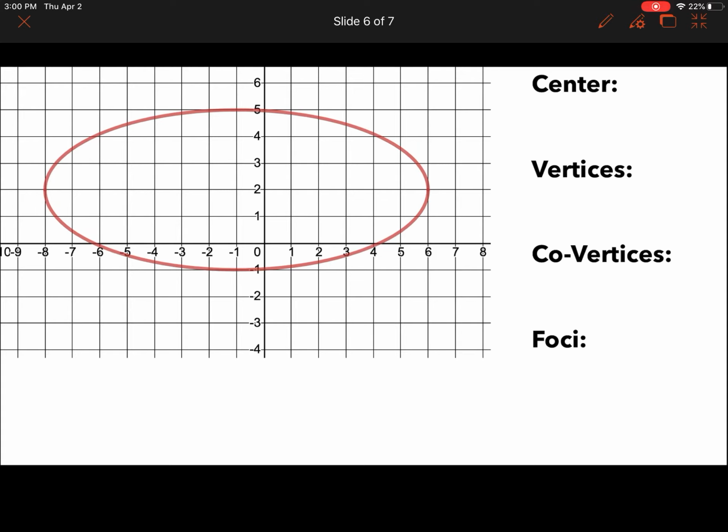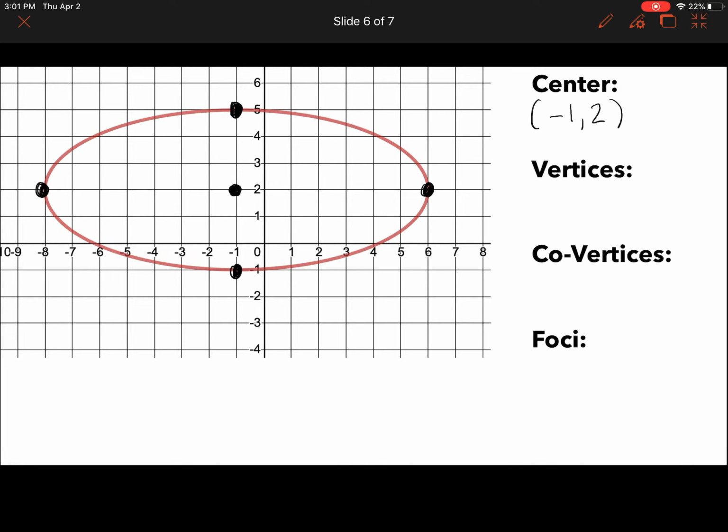So the center, you're just going to really have to look at it. I can tell that this is a good point right here. This is a good point. And then this is a good point, and this is a good point. So that means my center must be right here. There's my center. So my center is the point -1, 2. Left 1, up 2. All right.